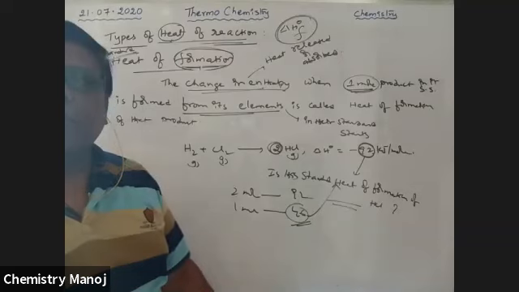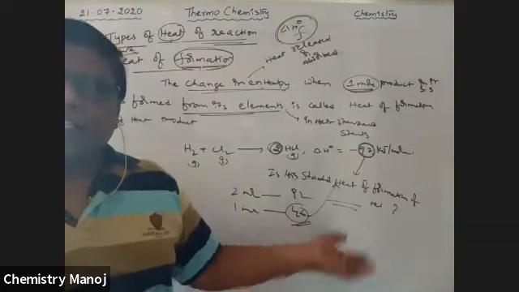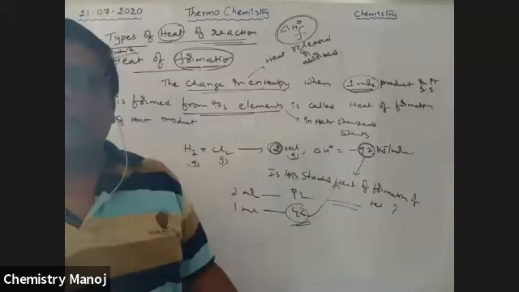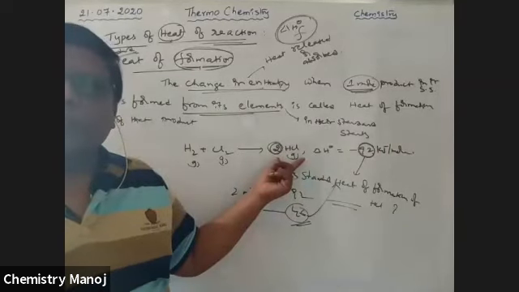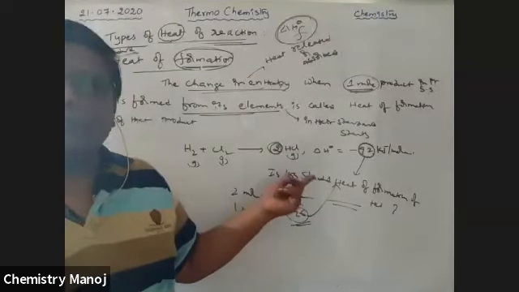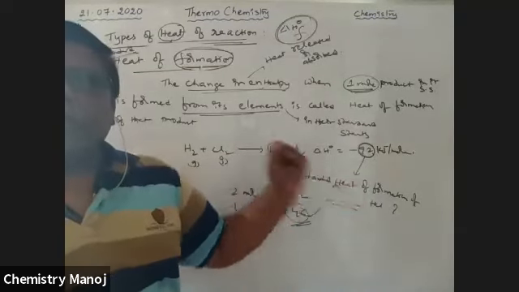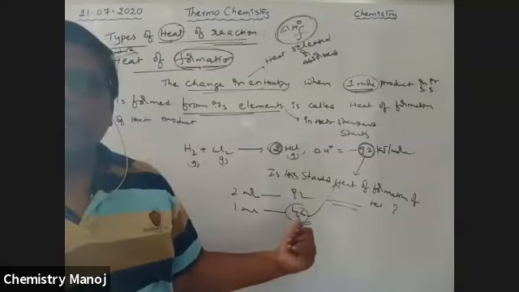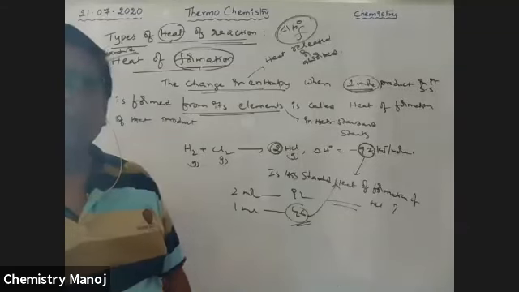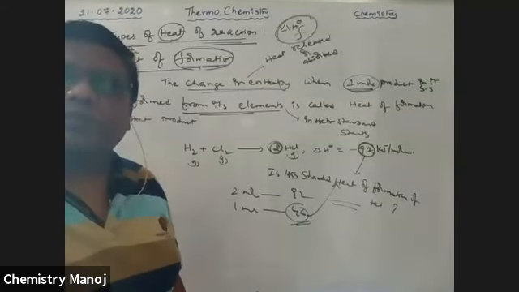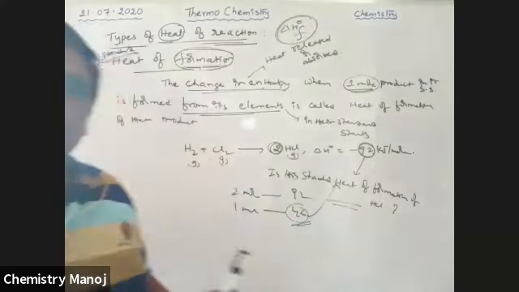Yes, minus means release. How much energy is released? 92 kilojoules of energy is released. So is this the heat of formation of HCl? No, because here 2 moles of HCl are formed, but our statement is only for 1 mole. For 2 moles it is 92, for 1 mole it is 46 only. That means 46 is the heat of formation of HCl, not 92 kilojoules. Don't confuse, boys.